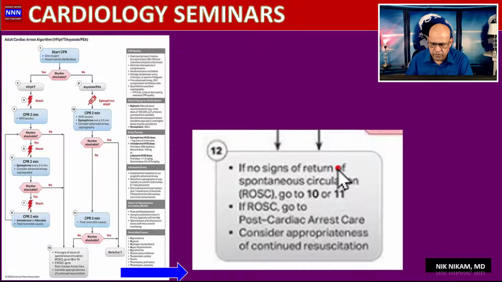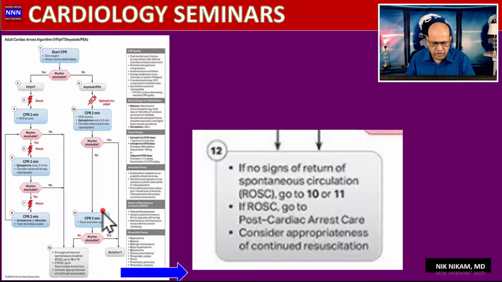If no sign of return of spontaneous circulation, that is ROSC, go to 10 and 11. 10 and 11 is this one. If there is no rhythm. But if we are able to establish a rhythm, then we go to post-cardiac arrest care. Consider appropriate continued resuscitation. So this is in summary how you would approach VT-VFib.